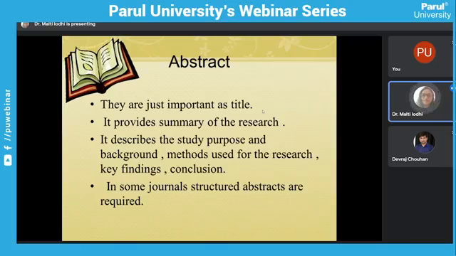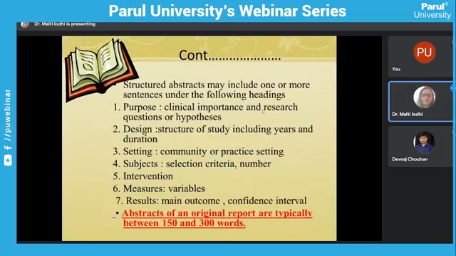It again depends on the policy of the publisher, the policy of your journal, or the institution or organization. In some journals, structured abstracts are required. Structured abstracts may include one or more sentences under the following headings. These headings you have to mention while you are publishing your topic as an abstract or article.